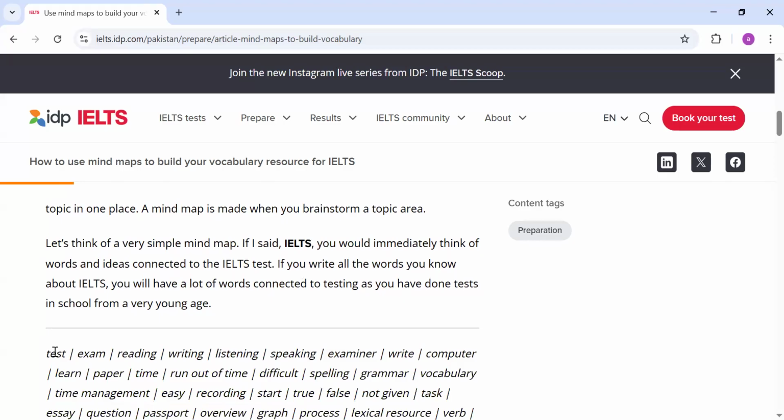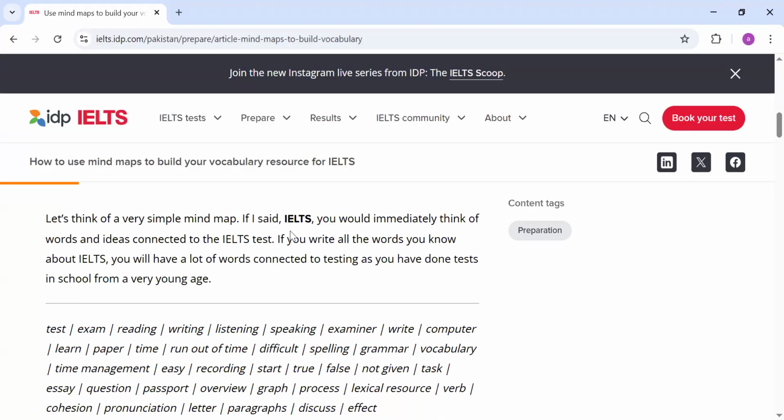Let's say you will say it's a test, someone says it's an exam, someone says there's reading, writing, listening, speaking, examiner. Definitely there will be an examiner in this exam. We need to write, we have a computer, we need to learn, we have a paper-based exam, we have time, we will run out of time. It will be difficult, there will be spelling issues, like in listening answers, grammar issues, vocabulary, time management. These are the different things which we relate to this word.